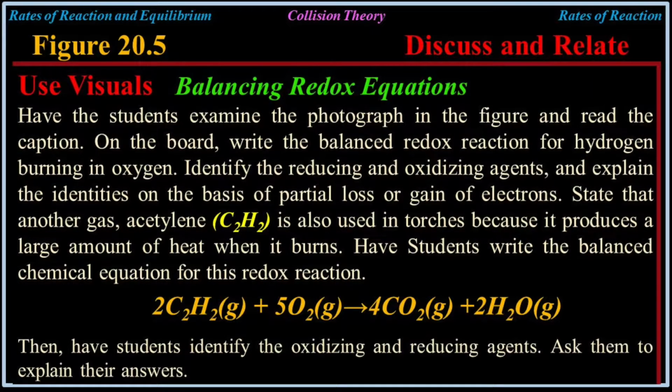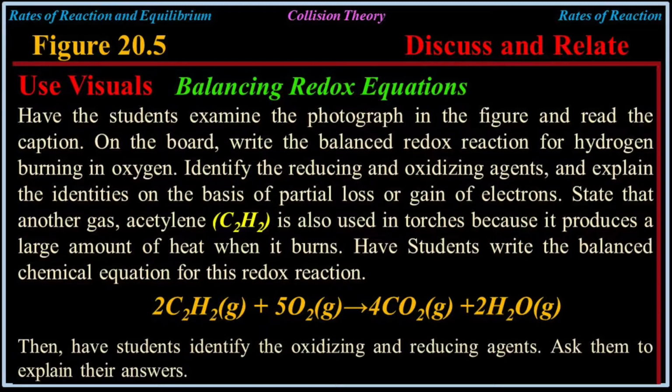Here, have students examine the photograph in the figure and read the caption. On the board, write the balanced redox reaction for hydrogen burning in oxygen. Identify the reducing and oxidizing agents and explain the identities on the basis of partial loss or gain of electrons.